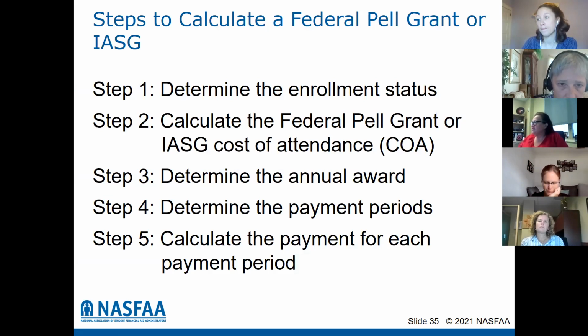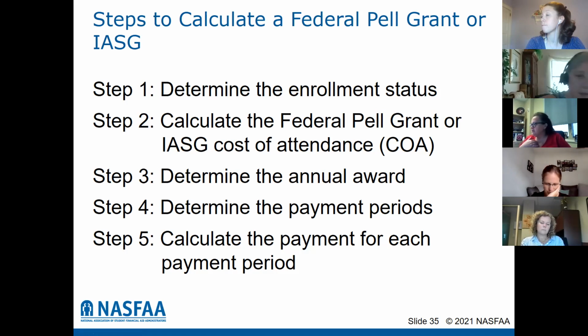Okay, steps to calculate a federal Pell Grant or IASG. This is something that you may want to pull out and keep handy, just so you know how to do it. You determine the enrollment status. Remember, full-time, part-time, 3/4 time. You calculate the federal Pell Grant or IASG cost of attendance, that's your COA. Determine the annual award, determine the payment periods, and then calculate the payments for each payment period.